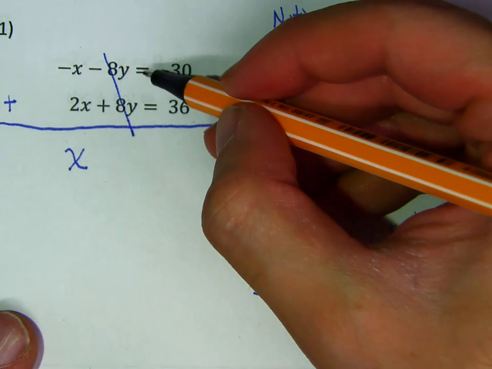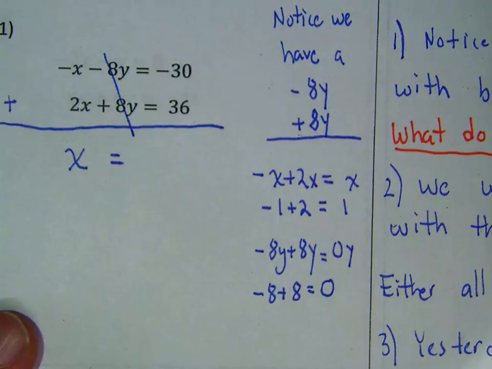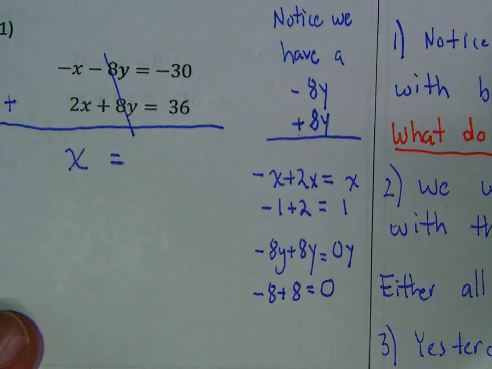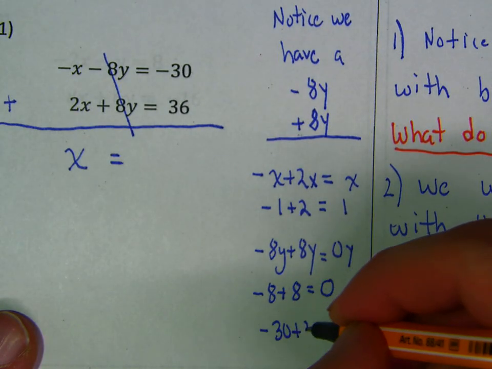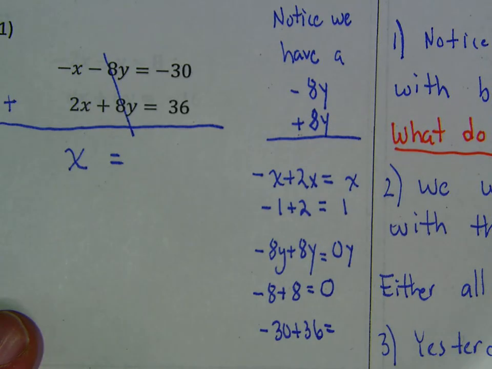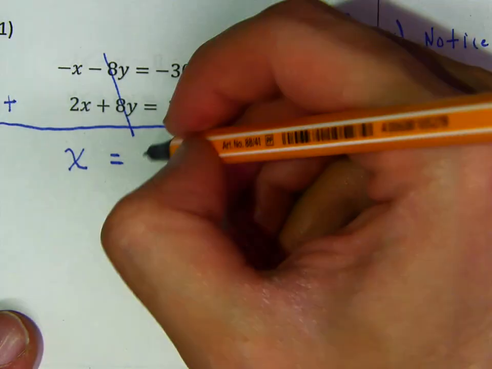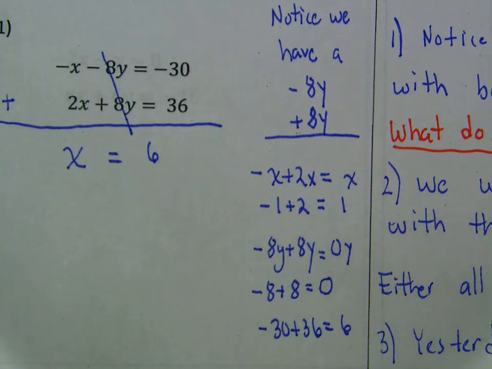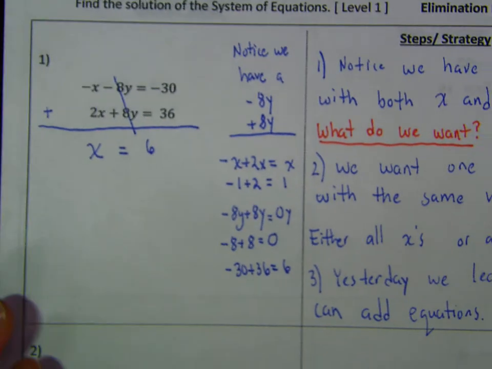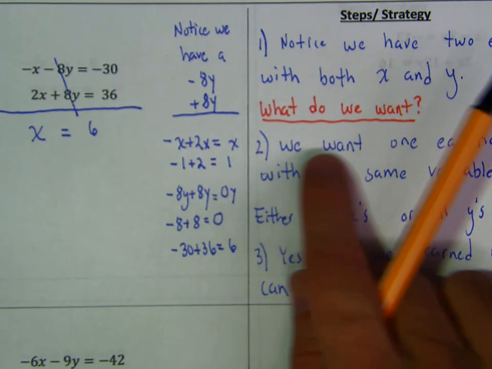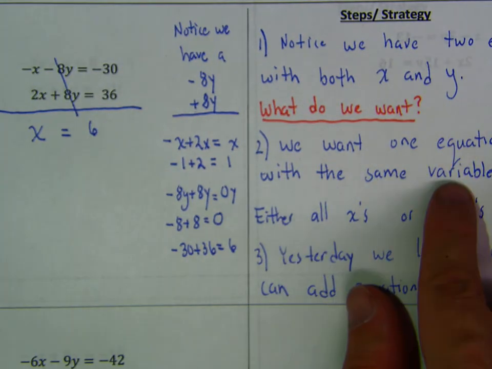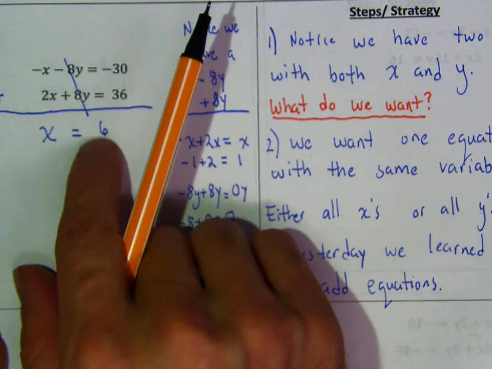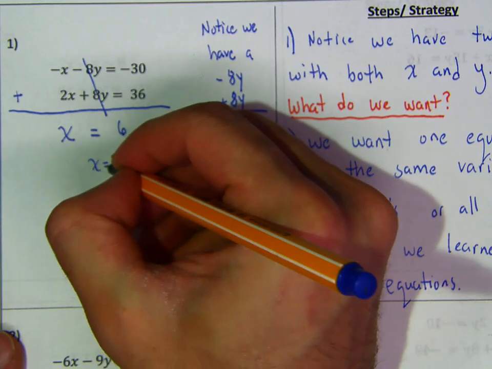And now here, what you have is you bring down the equal sign, and then you say, hey, what's negative 30 plus 36? What is negative 30 plus 36? This will be what? Positive 6. So notice now, you just have x equals 6, right? So what's nice about this equation, remember, you want one equation with the same variable. So here you got lucky that it just canceled out and x is equal to 6. So now we know x is equal to 6.